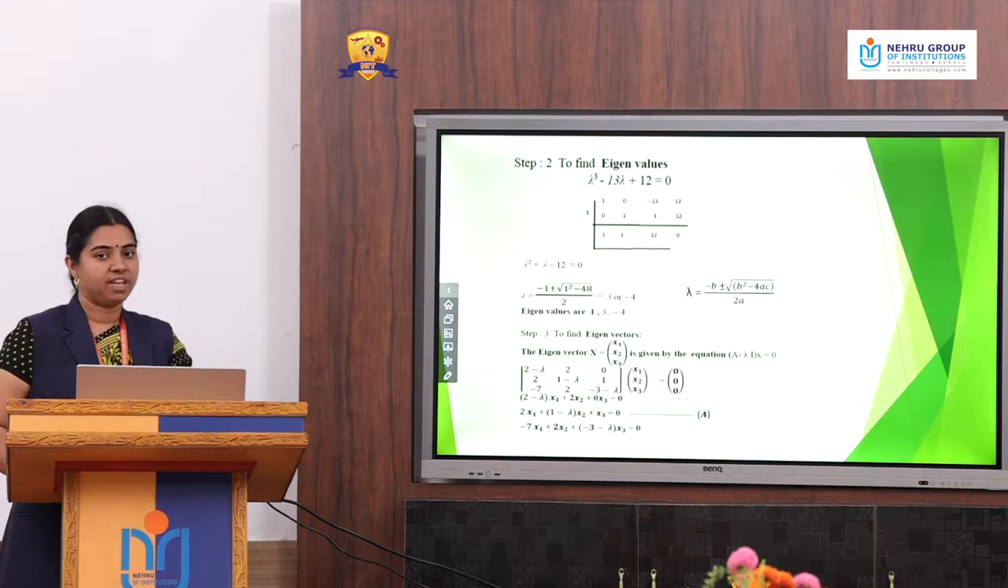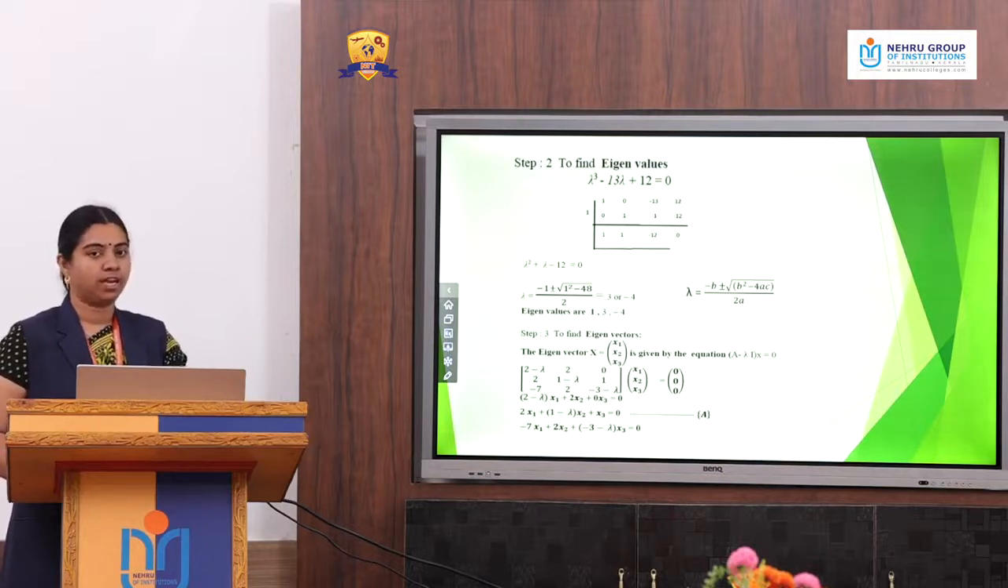We always write the variable in a column-wise form, because in matrix multiplication only row into column is possible, so we should declare the variable column-wise. So x equals x1, x2 and x3.